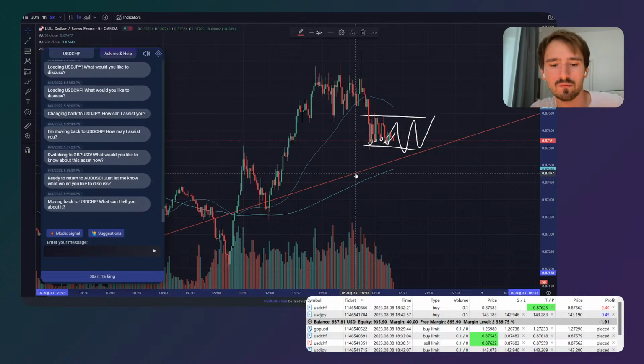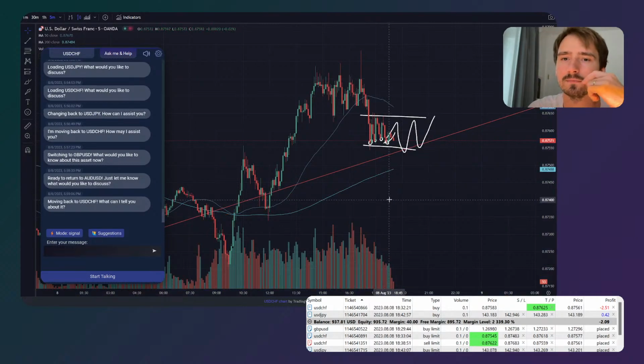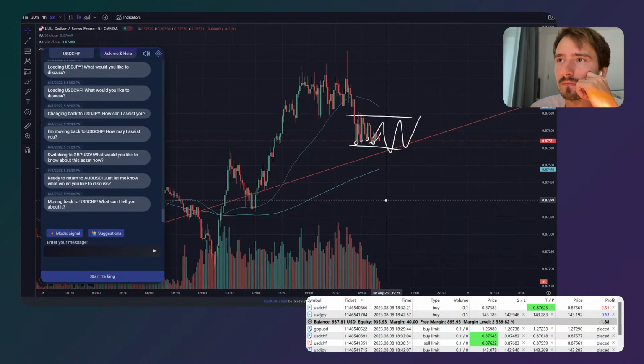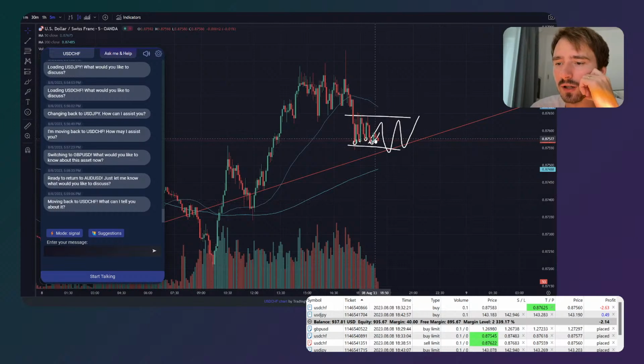Oh, damn it. I'm moving my lines here. Okay. So the Swiss franc is falling down a little bit, getting below the structure over here. I'm thinking it'll probably hit the other buy we have there.